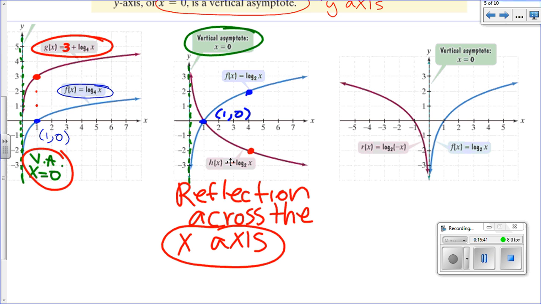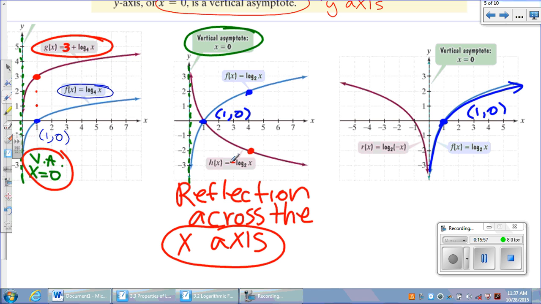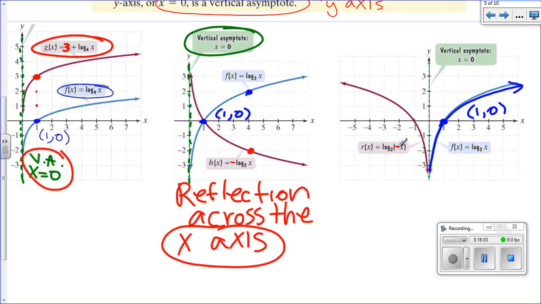The one that we have here, we have the same parent function here. Well, it's a base 2, but it has the same characteristics. That x-intercept is at the point (1, 0). And now the negative sign is actually inside the parentheses right here. And when that happens, the x values are the ones that change from being positive to being negative. And that is what we call a reflection across the y-axis.